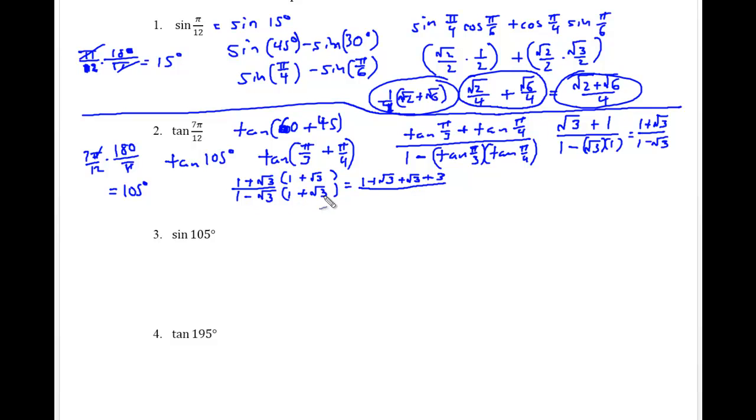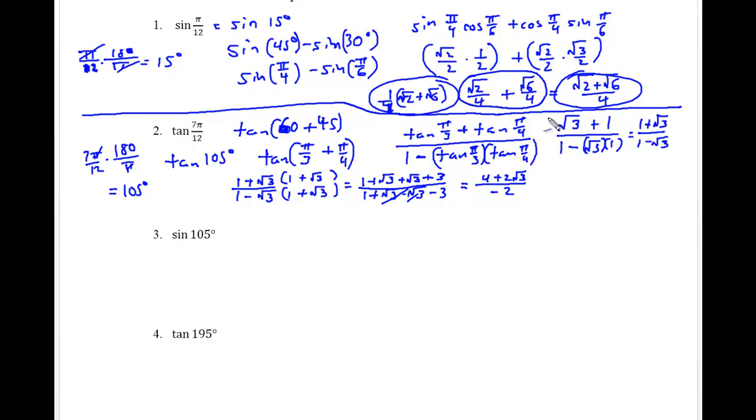Now in the denominator, 1 times 1 is 1. 1 times square root of 3 is just square root of 3. Negative 1 times square root of 3 is negative square root of 3. And negative square root of 3 times positive square root of 3 is negative square root of 9, or negative 3. So you see that the bottom middle two terms do simplify to 0. So my numerator becomes 4 plus 2 square roots of 3 divided by 1 minus 3, which is negative 2.